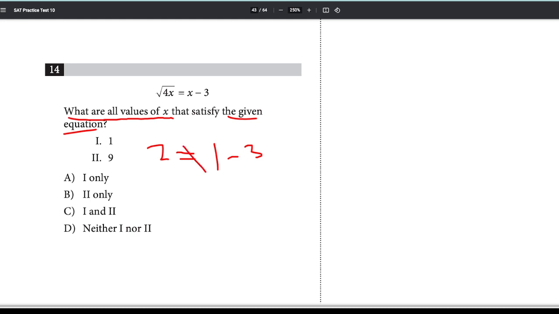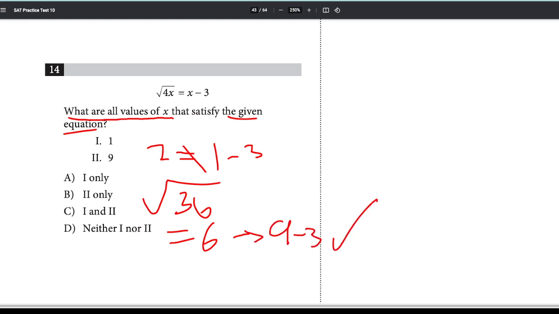If you plug in 9, then it's the square root of 36, which is 6. And then on the left side, you have 9 minus 3, which is also 6. So this one doesn't work. This one works. It's 2 only. 14 is B. All right, so this is just a plug and play kind of problem.